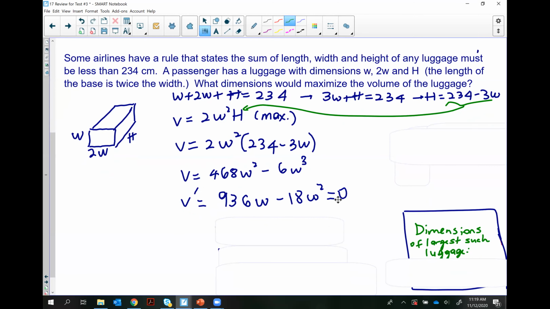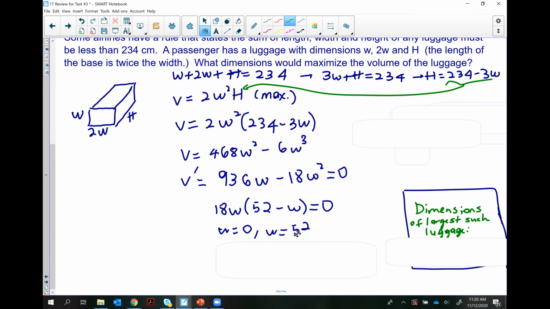So we set the derivative equal to 0 and solve for W. So I can try to factor out 18W. I can try to see if that goes into 936 evenly, and it does. So take out 18W, you're going to be left with 52 from the first term and just a W from the second term. When you set each one separately equal to 0, you're going to get 0 and 52.